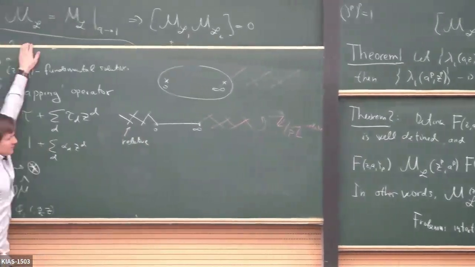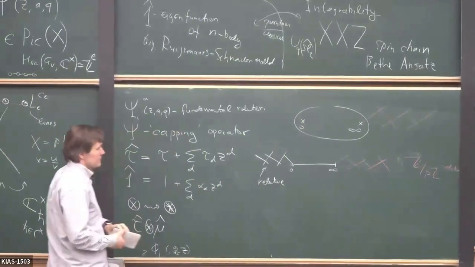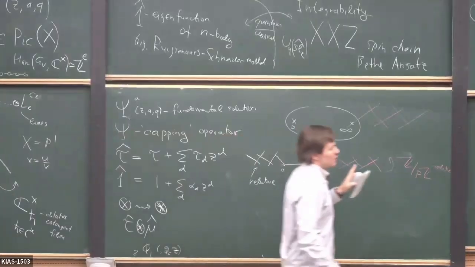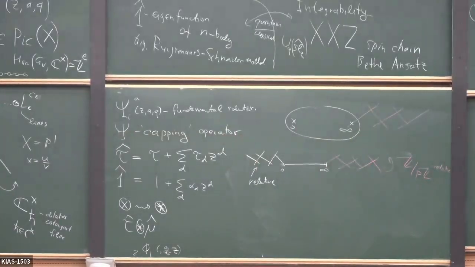Okay, need to speed up. Maybe I should do the example. Okay, maybe one more comment. Why p squared? Why q to the p squared?